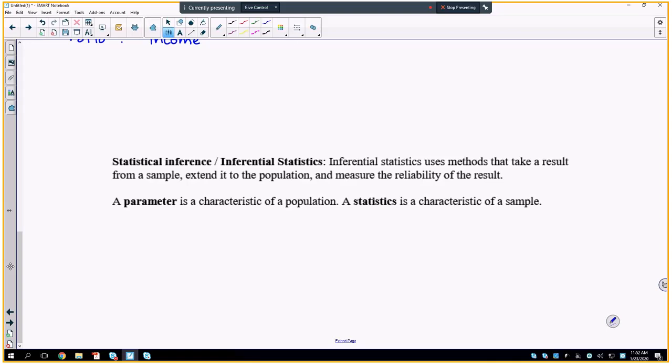A parameter is a characteristic of a population. A statistic is a characteristic of a sample.